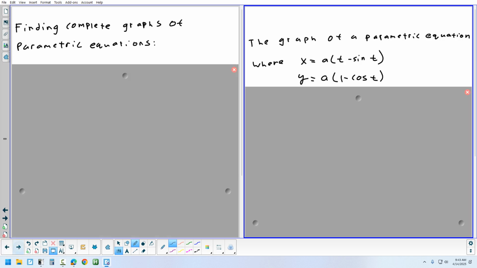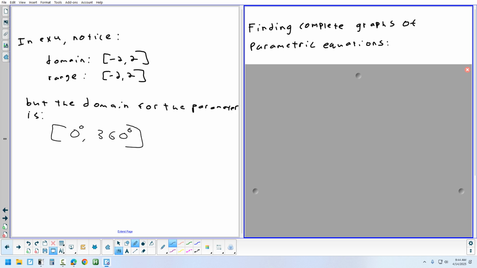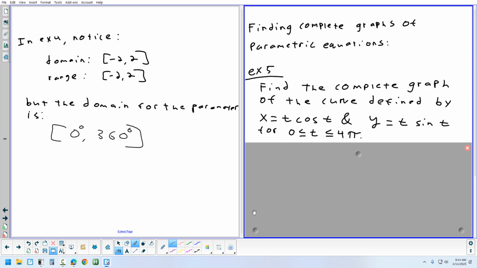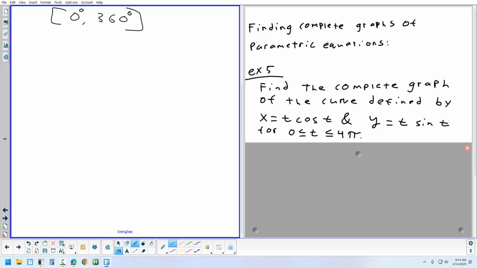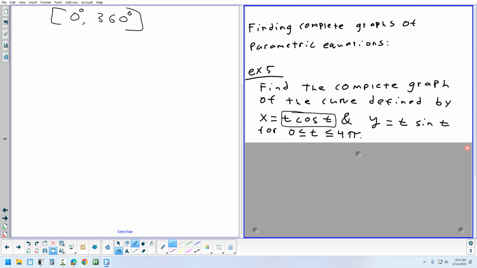Okay, so the last one, just a couple of graphs. Let's look at this one. Generally what we have to do is figure out our window. That's the hardest part. Let's focus on x first. T cosine t is not going to be a circle, because it's got something in front of it that's a parameter that's changing. So it's like a circle where the parameter is changing all of the time.